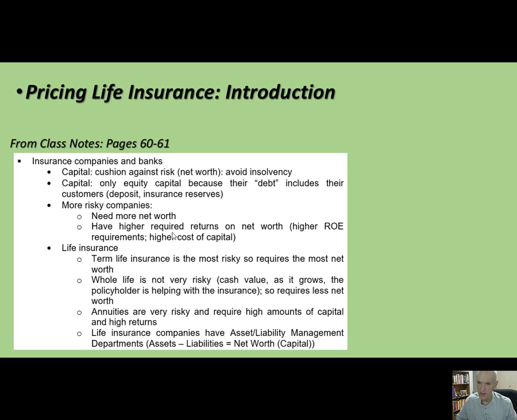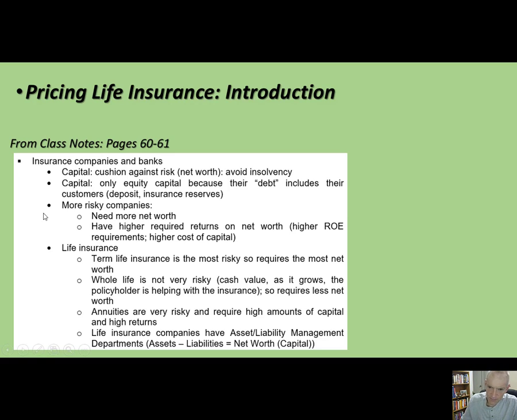Annuities are incredibly risky. We're going to see that. They require much more capital, mainly because of their sensitivity to interest rates. So life companies have asset liability departments. Assets minus liabilities gives you net worth, which is what we're calling capital. We're going to do an exercise on this. We'll certainly see it. I talk a lot about asset liability management in my risk management class. It's one of my favorite topics.